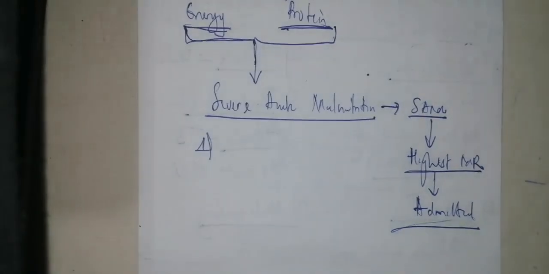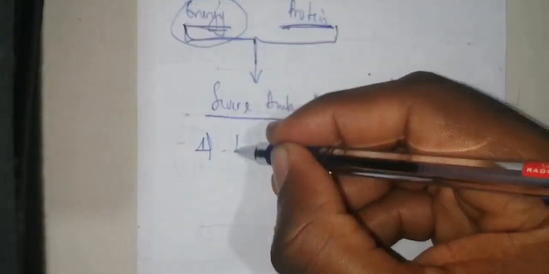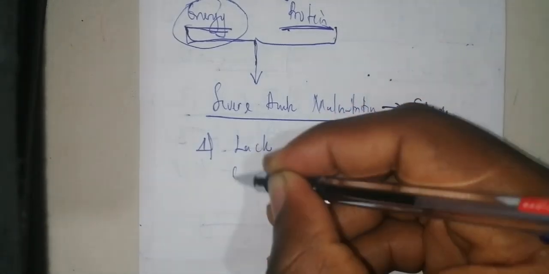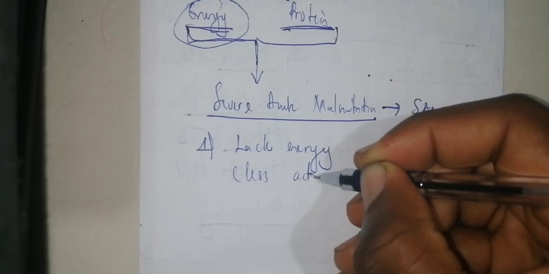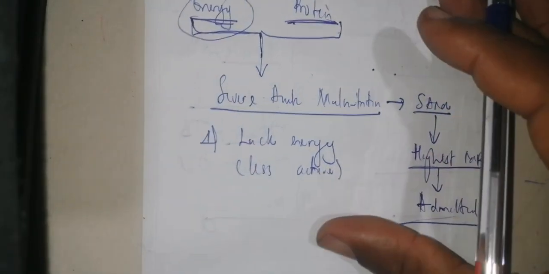One, you need to know that in severe acute malnutrition, they don't have energy. Is it clear? So because of the low level of energy, they lack energy, so they are less active. In bracket, they are less active. They are not active. They are just there. Is it clear?